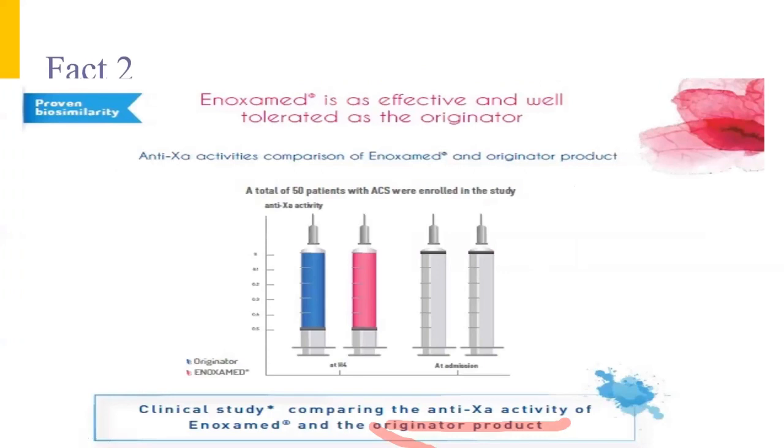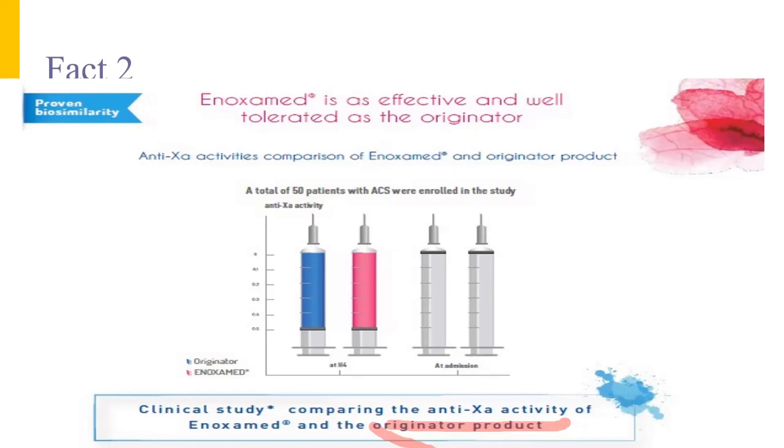The next study was still comparing the factor 10A activity of Enoxaparin and that of the originator product. This was carried out in a total of 50 patients with acute coronary syndrome. And just as you can see, after 4 hours the anti-factor 10A was monitored in both the originator and the enoxaparin, and as you see, the levels were still the same.